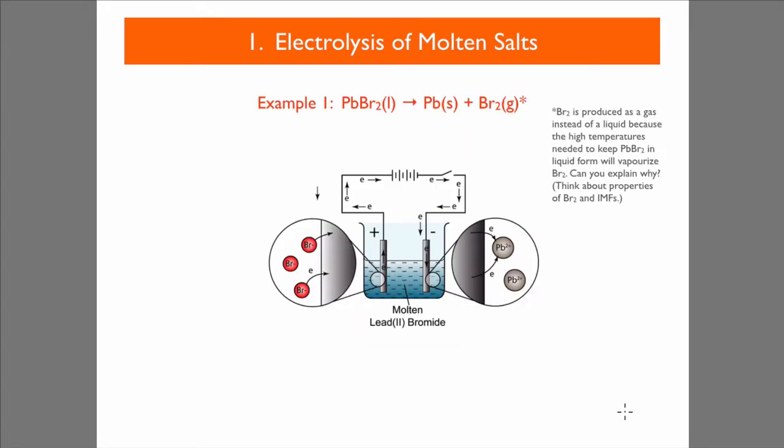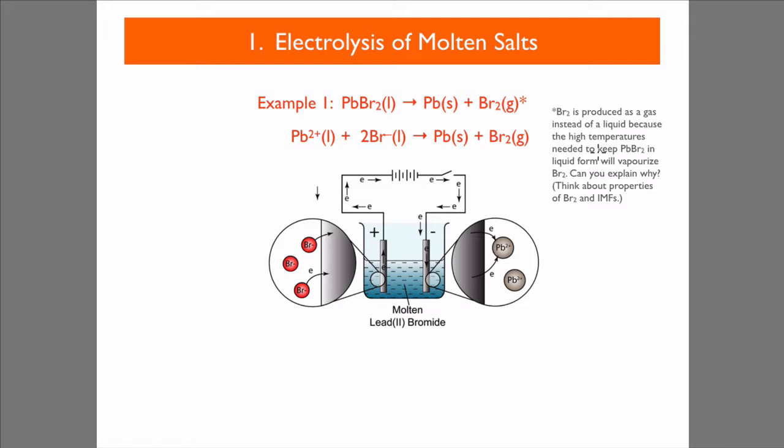Okay, let's have a look at an example of molten salts, the electrolysis of molten salts. We're looking at lead bromide, and you can see once again it is a liquid, and it's going to give us the lead metal and bromine gas. I hear you say, one minute, bromine is a liquid, but bromine is produced as a gas instead of a liquid because of the high temperatures needed to keep lead bromide in liquid form. You can have a think about why that is. A hint would be something to do with the IMFs.